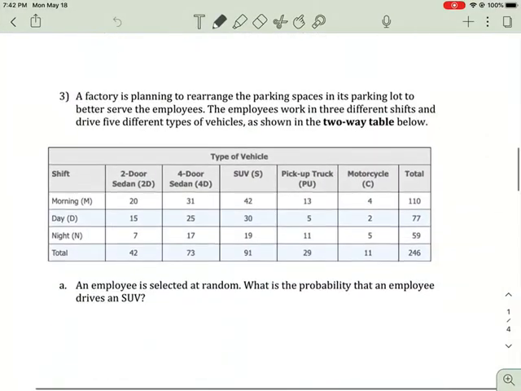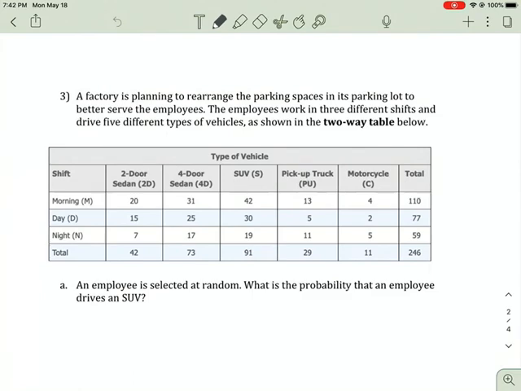I apologize, something's up with my Notability. What is called a two-way table. So this is a two-way table. And across the top, you have type of vehicles. And down the side, you have shifts. Shift meaning morning, day, night, and then you have a total row and a total column.